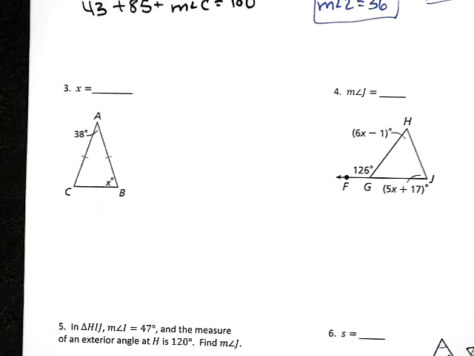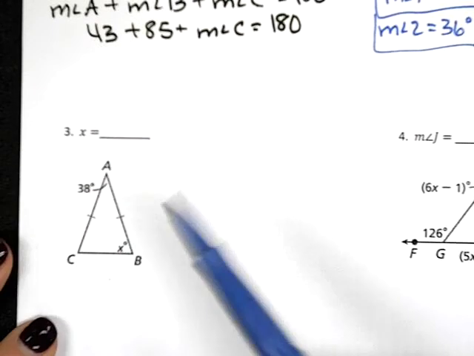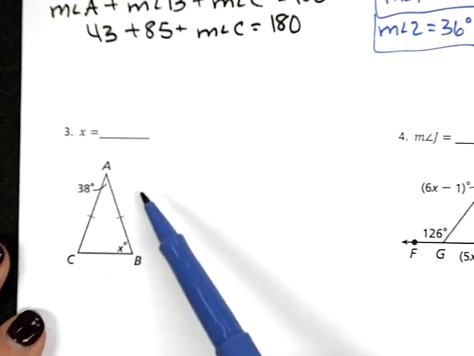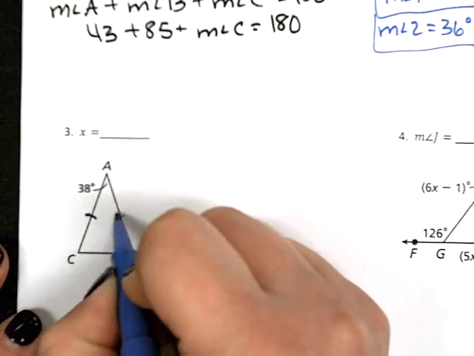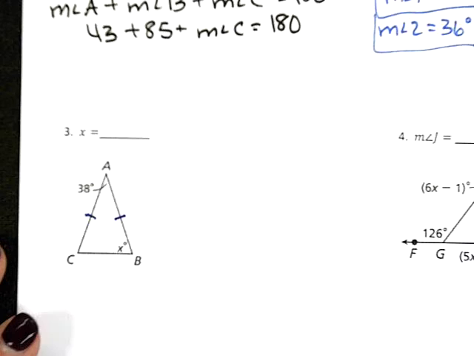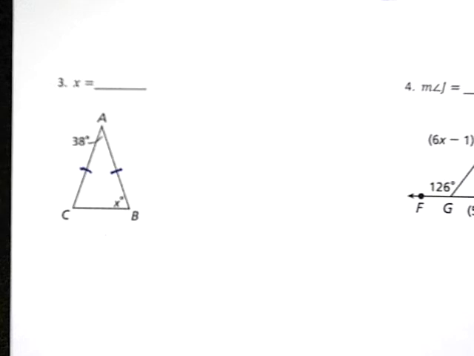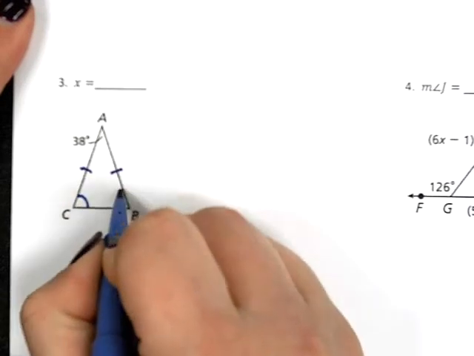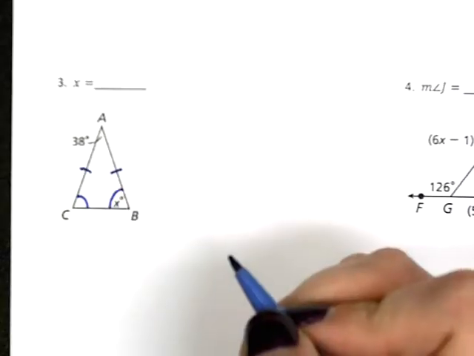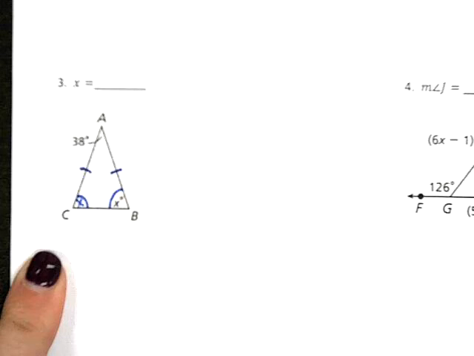Question 3. Let's go down a little bit, Miss J. All right, so question 3, we've got measure of angle A is 38 degrees, and we've got measure of angle B is x. We don't know anything about angle C, but we do know that these two sides have tick marks. All right, so if we think back to before, then we know that if those two sides are congruent, the angles across from them are also congruent. So that means then that angle C and angle B have to be the same, which means since angle B is x, angle C is also x.